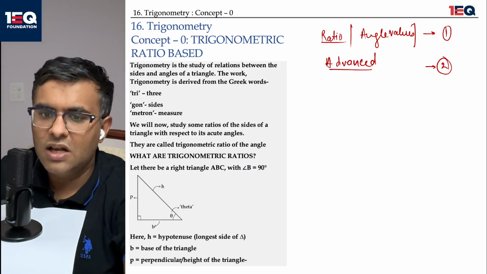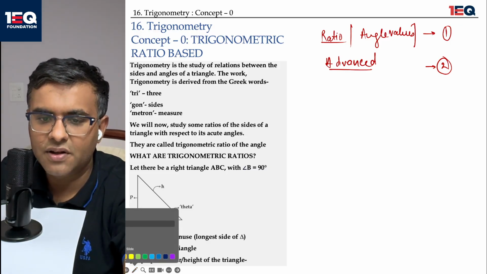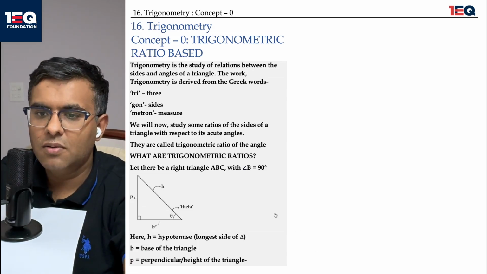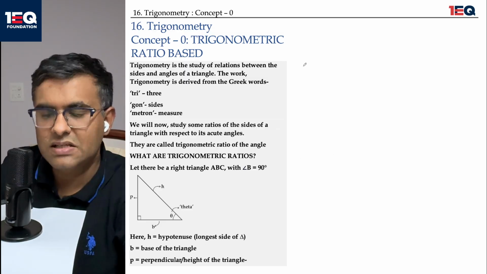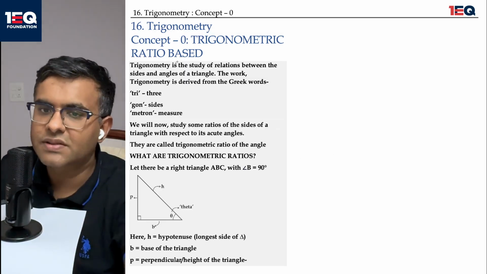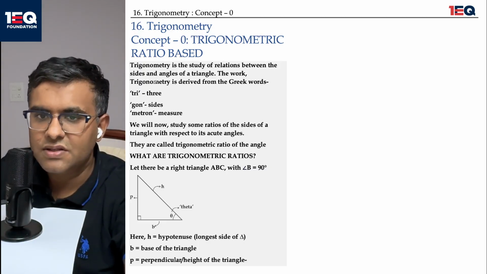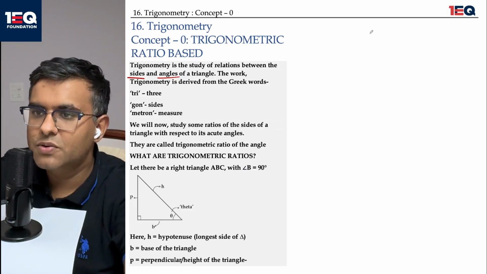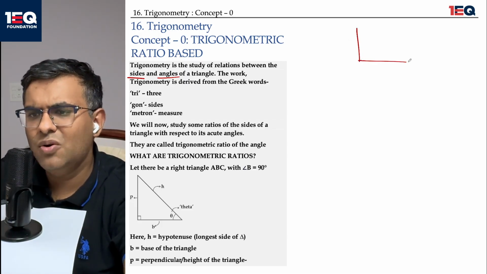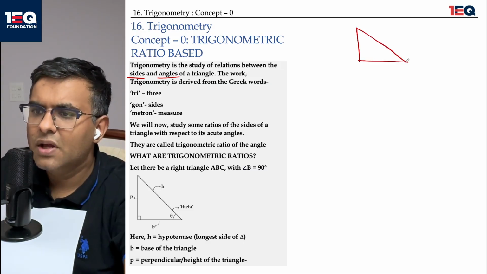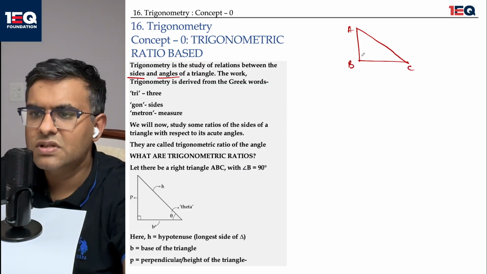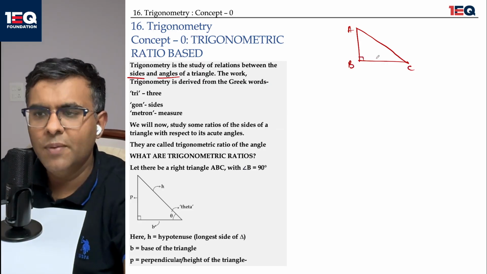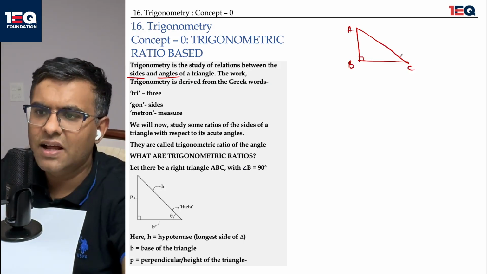So I'll be removing all of whatever I've written here, and let's really talk about what trigonometry is. Trigonometry is the study of relations between the sides and the angles of a triangle. Trigonometry can be applied to all sorts of triangles, but the main area where it can be used is a right angle triangle.